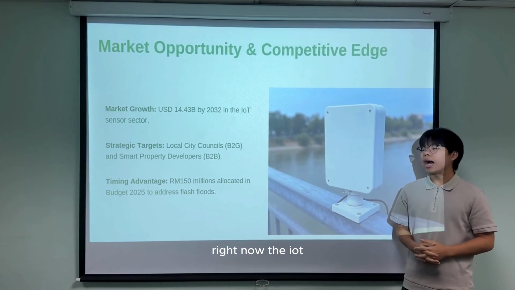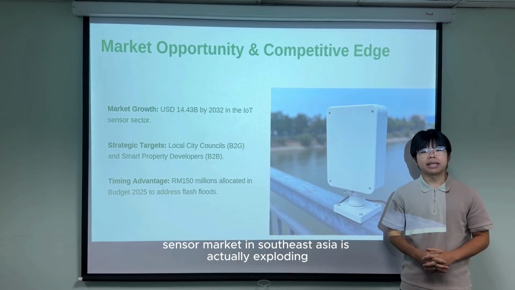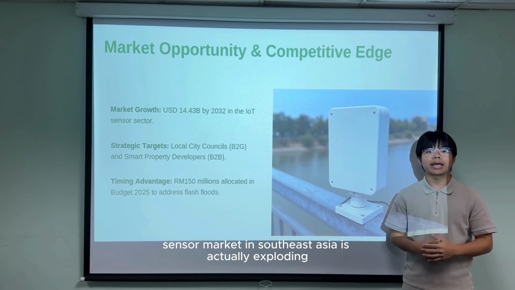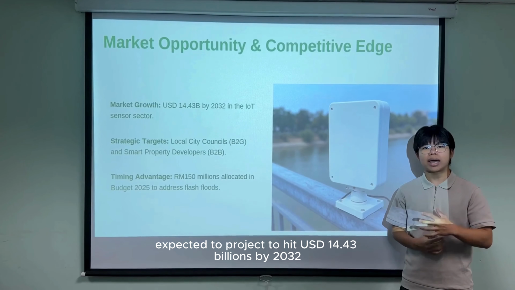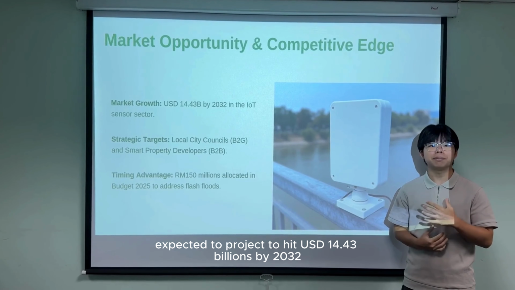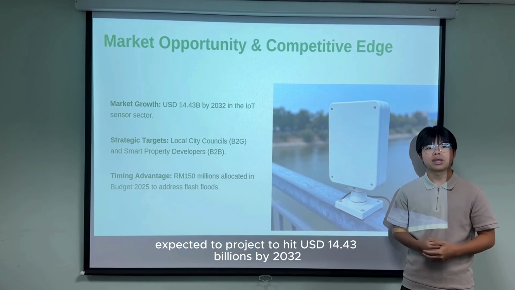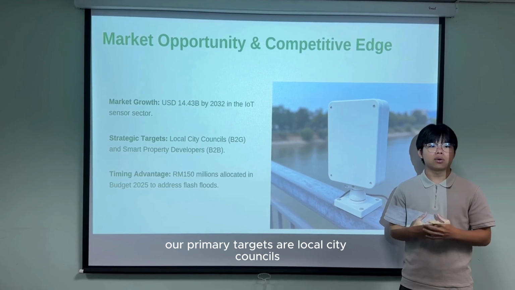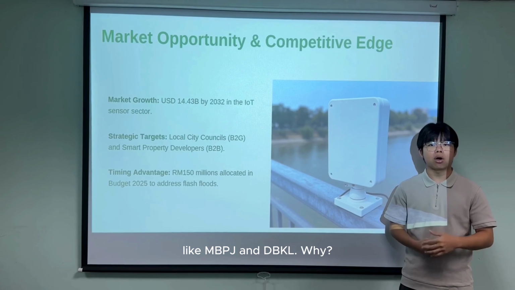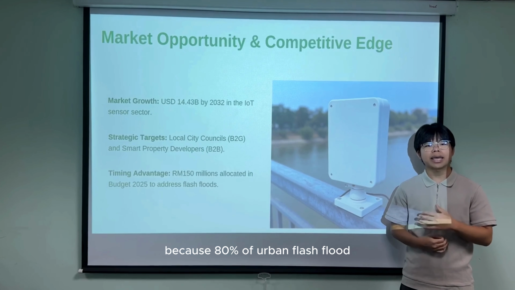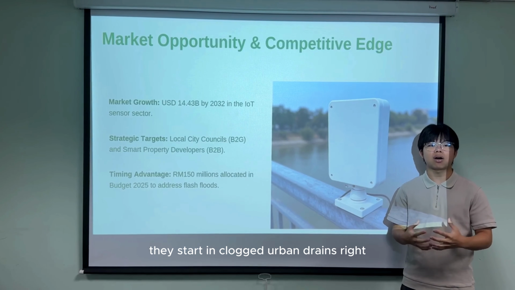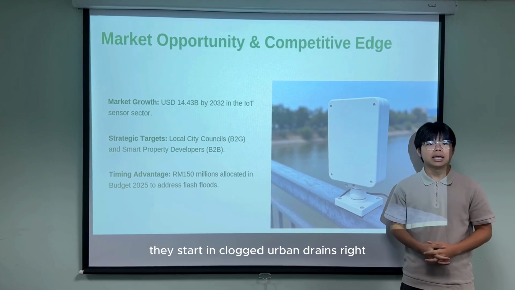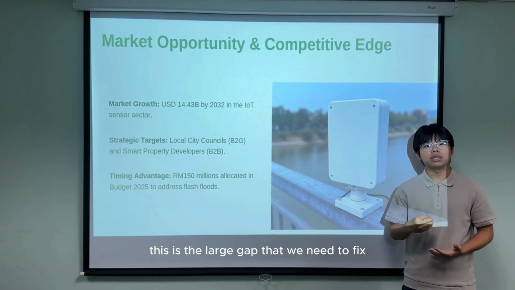Right now, the IoT environment sensor market in Southeast Asia is exploding because it is projected to hit USD 14.43 billion by 2032. Our primary targets are local city councils like MPDJ and DBKL. Why? Because 80% of urban flash floods don't start in major rivers, they start in clogged urban drains, right? This is the large gap that we need to fix.